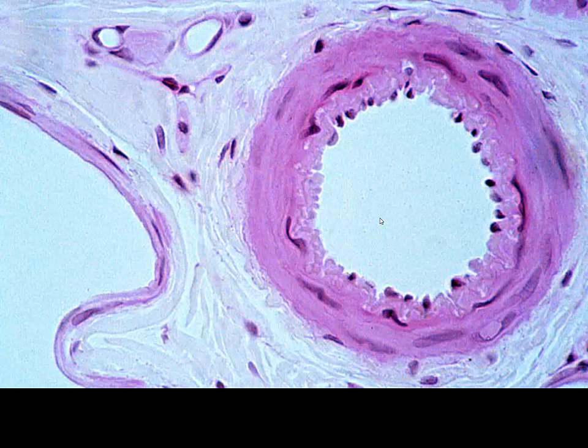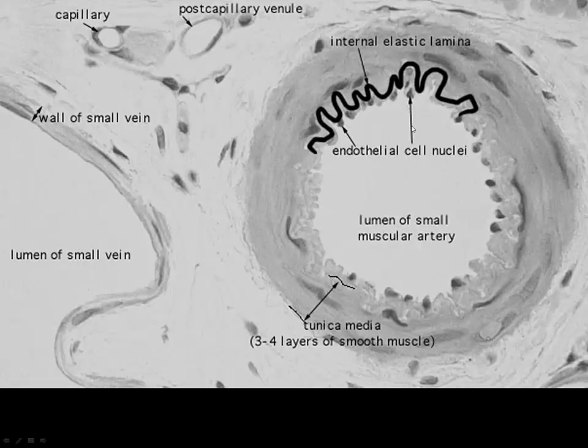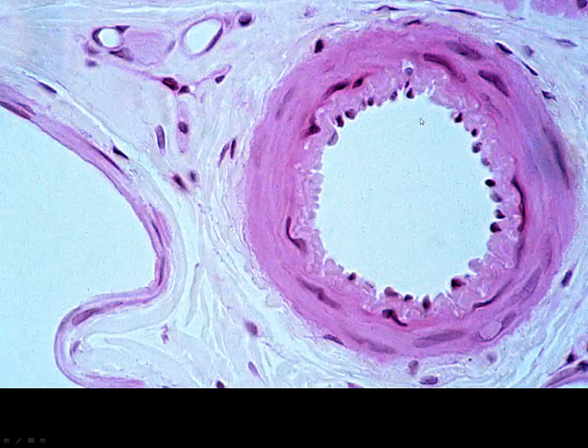All right, so now we're starting to get smaller even. We can see the bulging nuclei that are present there. This is going to be our endothelium. We've got our tunica media, and in this case, maybe 2 or 3 layers. So we're getting down to the point that we're beginning to see arterioles.